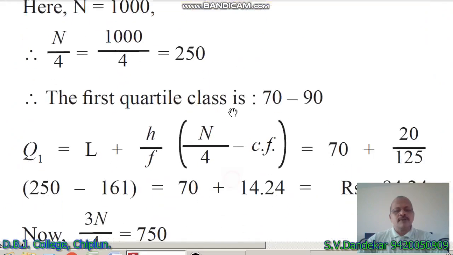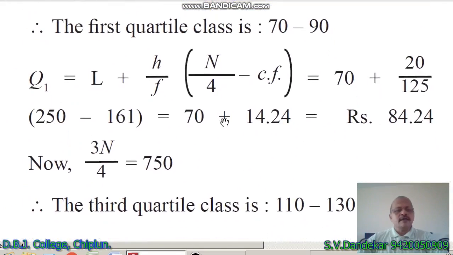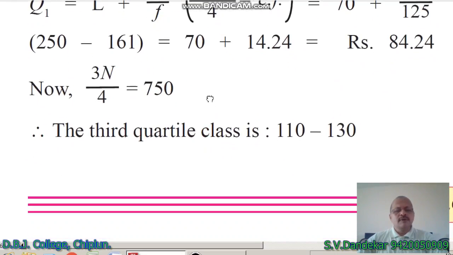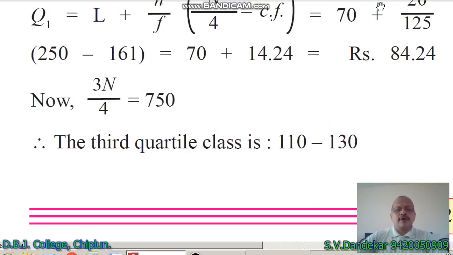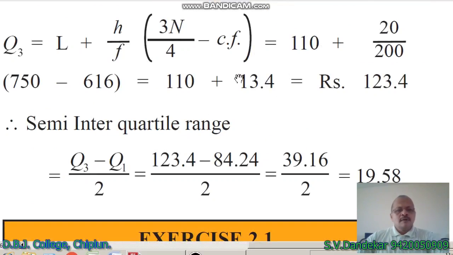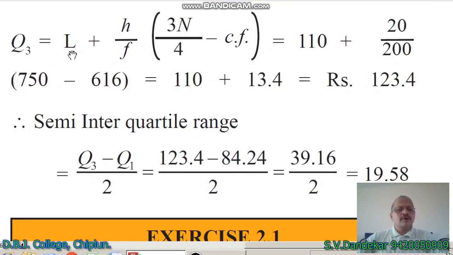So using our previous lesson technique formula, Q1 is equal to L plus h by f into n by 4 minus CF. 70 plus 20 upon 125 into 250 minus 161 gives us the answer 84.24. Similarly, the third quartile is computed. The third quartile is Q3 equal to L plus h by f into 3n by 4 minus CF. After calculation, it works out to be 123.4.